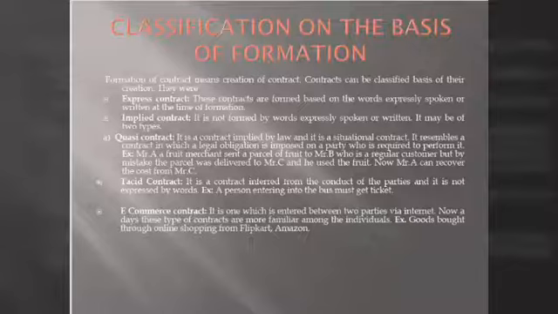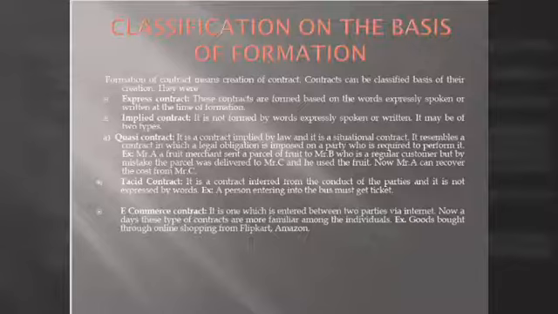That is called an implied contract. We can divide the implied contract into two types. Number one is quasi contract and number two is tacit contract. What is a quasi contract? In this contract, there will be no contract formed by words spoken or written. That is, a contract is formed on the basis of situation.